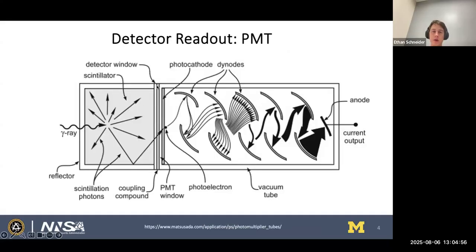I also want to point out that you're going to have some kind of coupling compound within the system. So you have some kind of optical grease. So it's not just a scintillator laying on your PMT, but there's something there to make sure you have complete attachment.